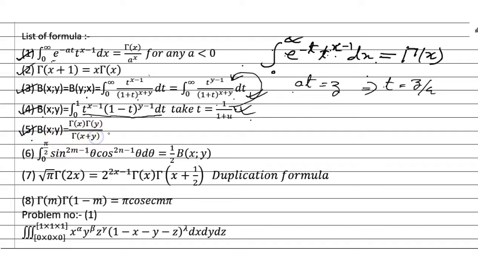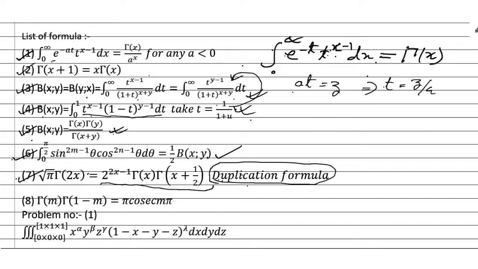Beta x, y is equal to gamma x into gamma y divided by gamma x plus y, and number 6 is the integral from 0 to pi by 2 of sine to the power 2x minus 1 theta cos to the power 2y minus 1 theta, which is equal to half of beta x, y. Another formula is root pi gamma 2x equals 2 to the power 2x minus 1 gamma x into gamma x plus half. So friends, this formula is the duplication formula.